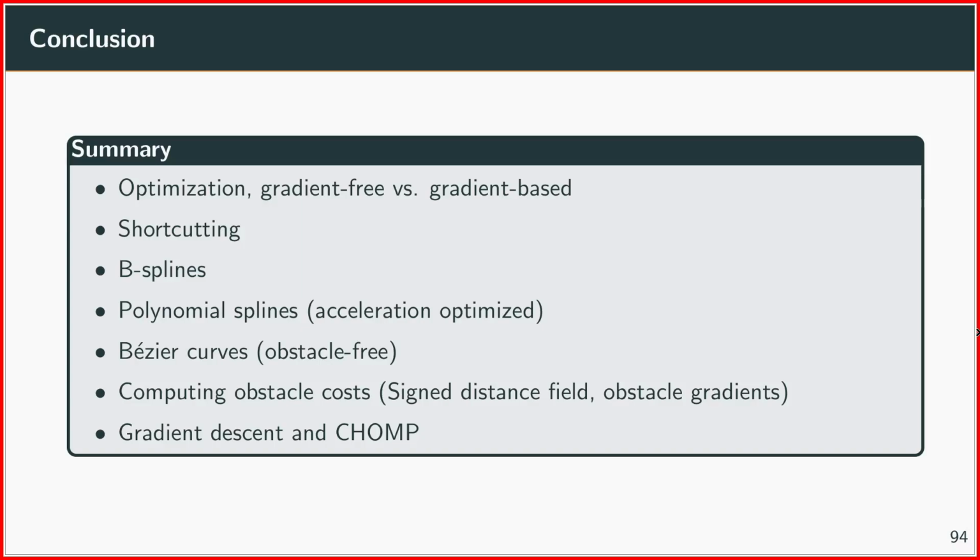And then I talked about gradient-based planning with differentiable costs, and I went a little bit deeper here into obstacle costs because they are so important, and we talked about signed distance fields and obstacle gradients. And finally everything came together in gradient descent and CHOMP, which is basically a framework which can optimize over general cost functions as long as those cost functions are actually differentiable.